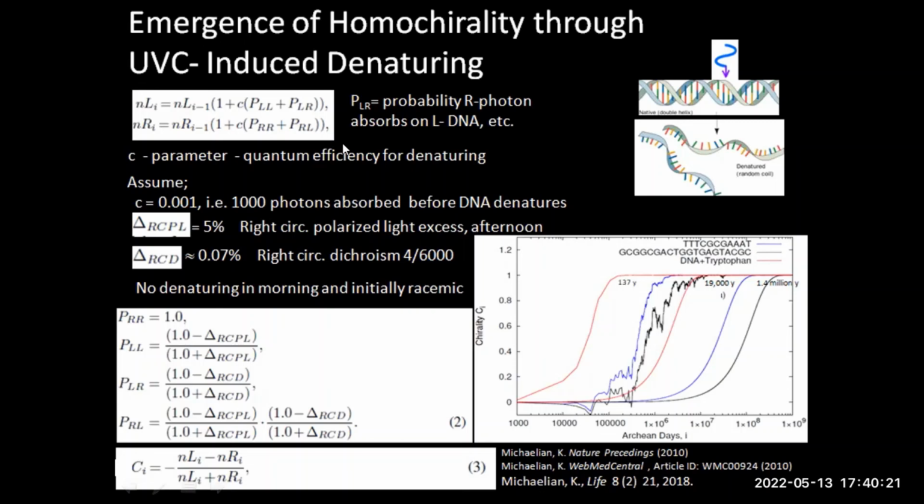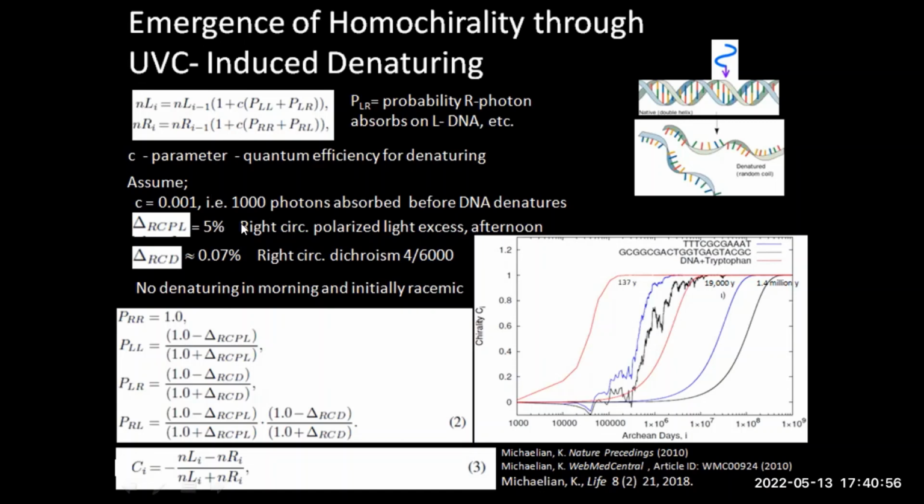Okay. C is some parameter which you can relate to the quantum efficiency for denaturing. That means how many photons we need to denature a particular strand. So just taking as an example, C equal to 0.001, which indicates that we get denaturing after absorbing 1,000 photons. Okay, and so that is just some constant. It doesn't really matter what it is, but we can put it in and change it and play around with it.